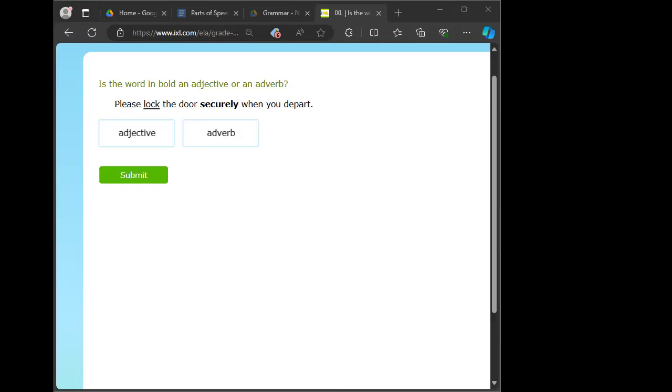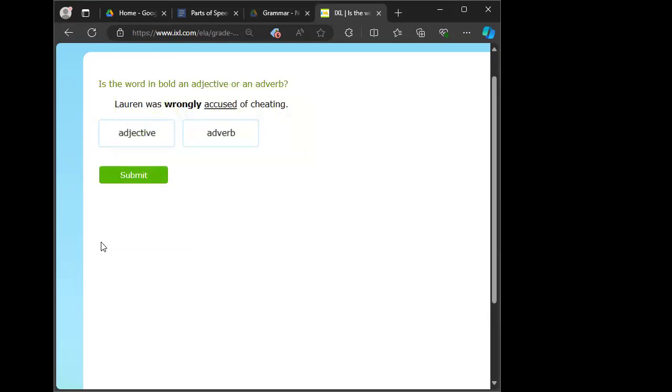Securely is the adverb. Humorously is the adverb. Surprisingly is the adverb. Pleasantly is the adverb. Squirming is the adjective. I'm sorry, pardon? Squirming is the adjective. Yes. Gracefully is the adverb. Wrongly is the adverb.